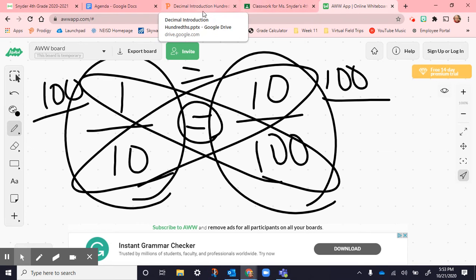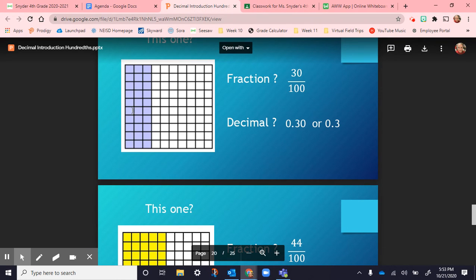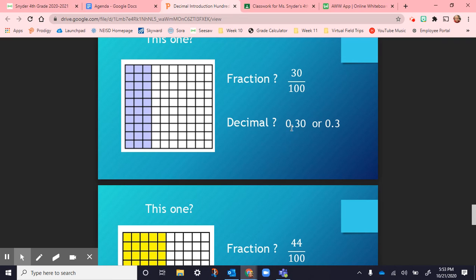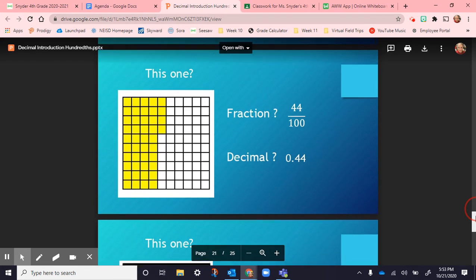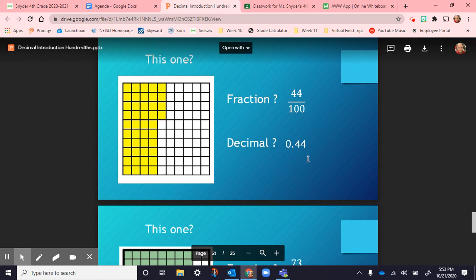So every time that I have 10 of these, 1, 2, 3, 4, 5, 6, 7, 8, 9, 10, that's the same as saying 1/10. So this is 1/10, 2/10, 3/10. So when you write it, you can either write 0 and then the 30 hundredths, or you can remove that 0 because all it's saying is that we don't have any hundredths. We have 3/10. And again, I can say that because those are equivalent. They're the same.